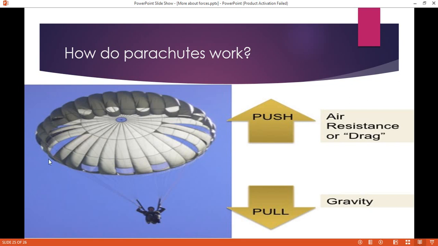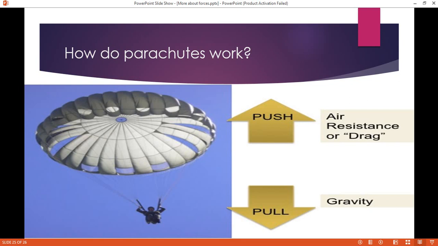It's very large. As I said, by increasing the surface area, the air resistance also increases. So when we open the parachute, it has a very large surface area, and the bigger the surface area, the greater the air resistance. Great. So let's summarize what I said.